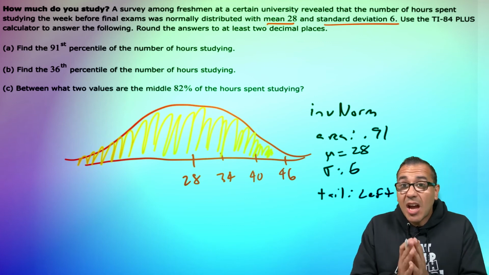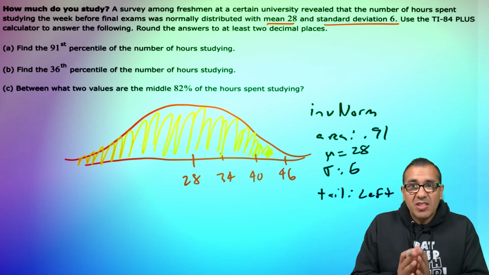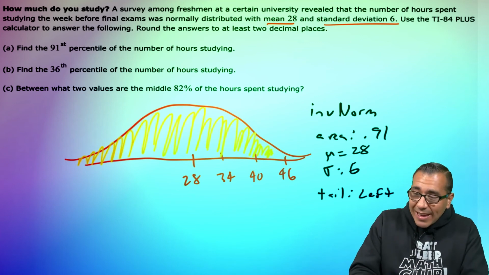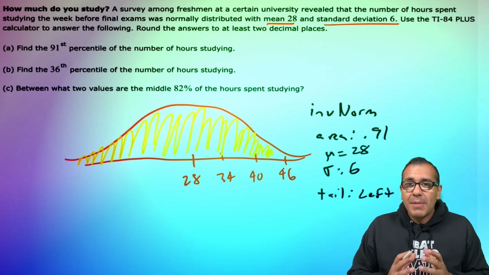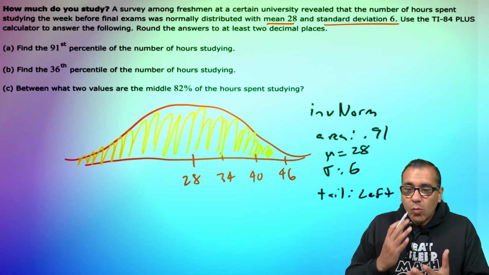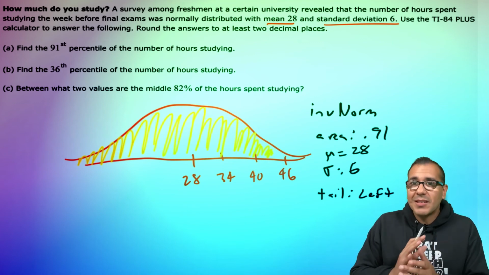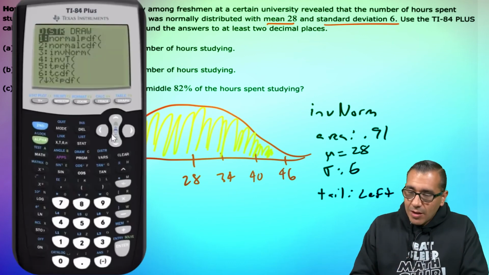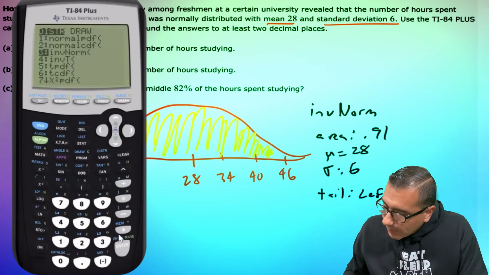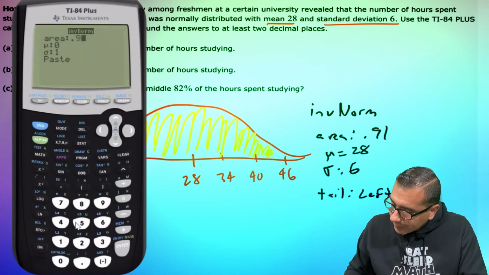What if they said the top 8% or the top 9%? In that case, what we would do is shade the top 9%, and then you would change the tail to the right, right? So again, make sure you understand what this program is asking you for, because if you don't understand these functions, you're gonna have a really hard time in this section. So let's go ahead and enter all this in. My area is 0.91. The mean is 28. The standard deviation is 6.